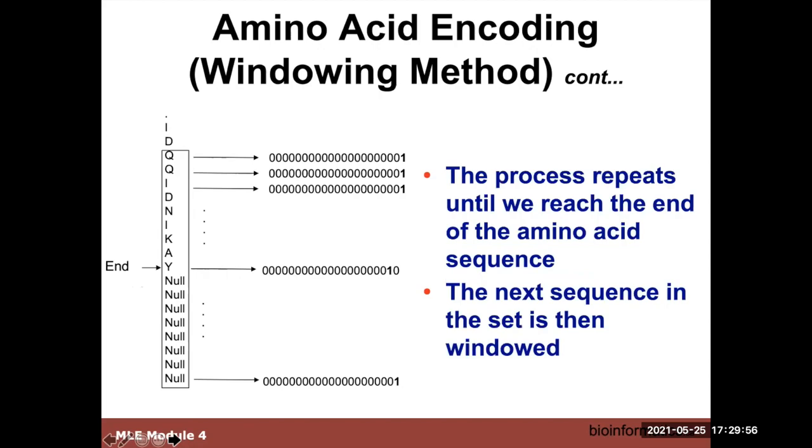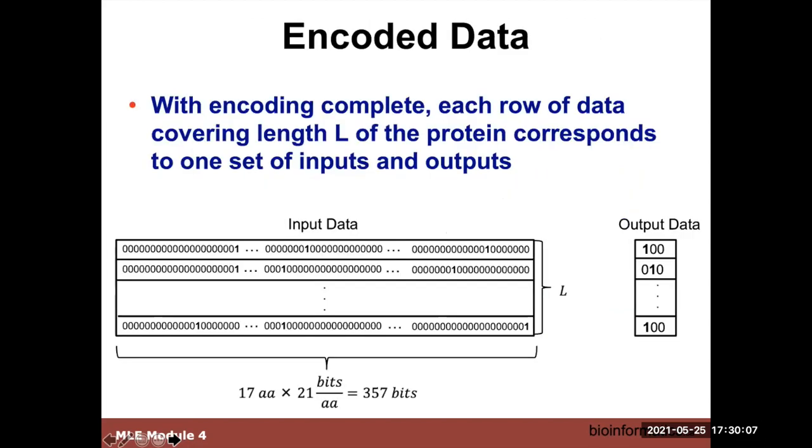And so we go all the way to the very end. And this is the last residue, the tyrosine. And then I've padded it with another 8 null amino acids. So here's the whole length of the protein. Let's say it's 350 residues. And I now have 357 bits for each of the amino acids, which corresponds to information about the surrounding sequence.